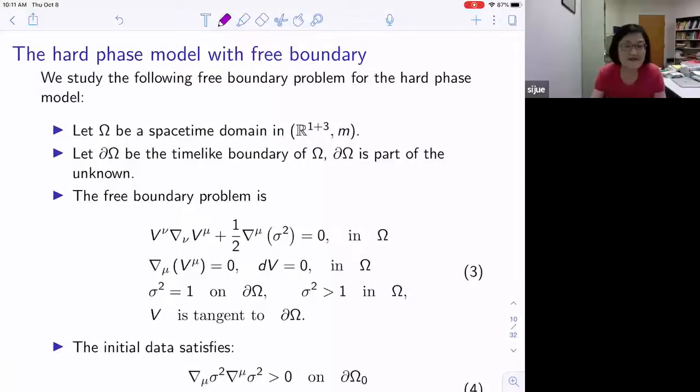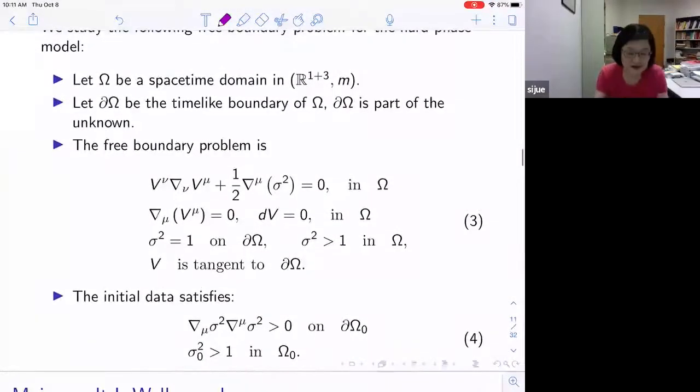So we assume that the free boundary problem is the following. We assume that the fluid has sound speed equal to the speed of light. So this is the equation of energy momentum conservation, and this is precisely because V mu is really the number density. So this is conservation of the particle current. Then this is just our notation, you can just forget about this. This is like irrotation, where D is the exterior derivative.